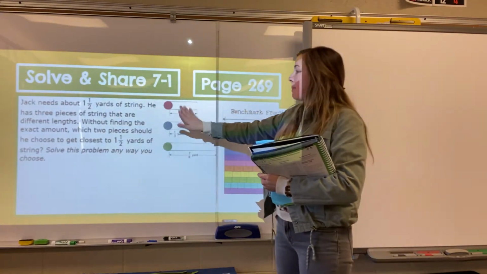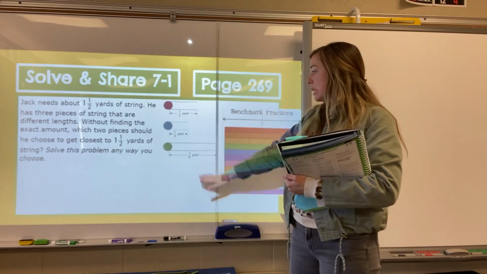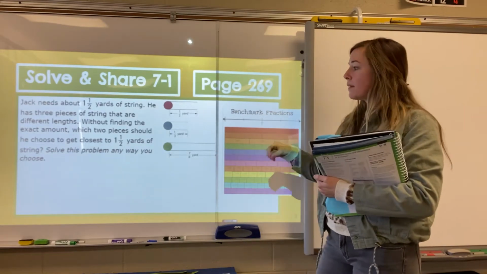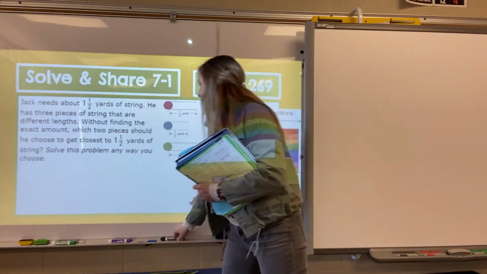So for the pink string, he has 1/2 yard. For the blue string, he has 1/3 of a yard. And for the green string, he has 7/8 of a yard. And he wants 1 full yard and a half. And he's trying to get as close as possible.